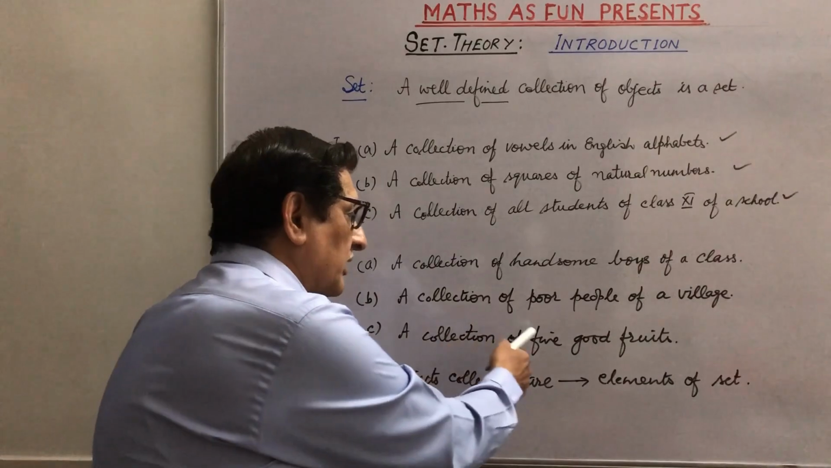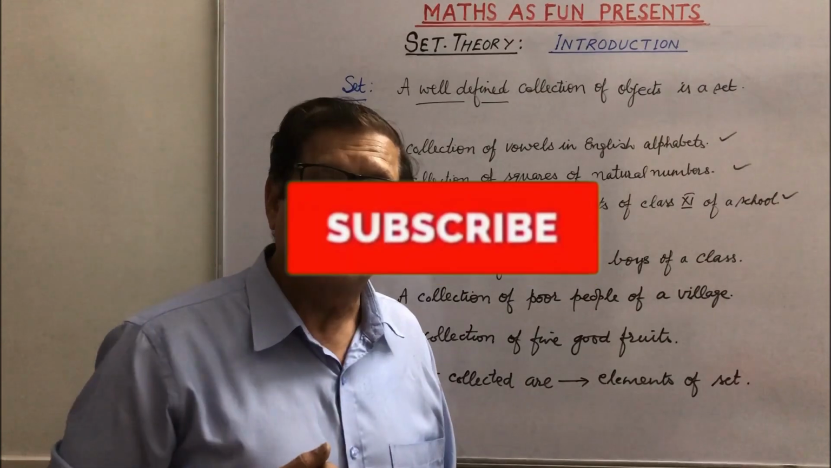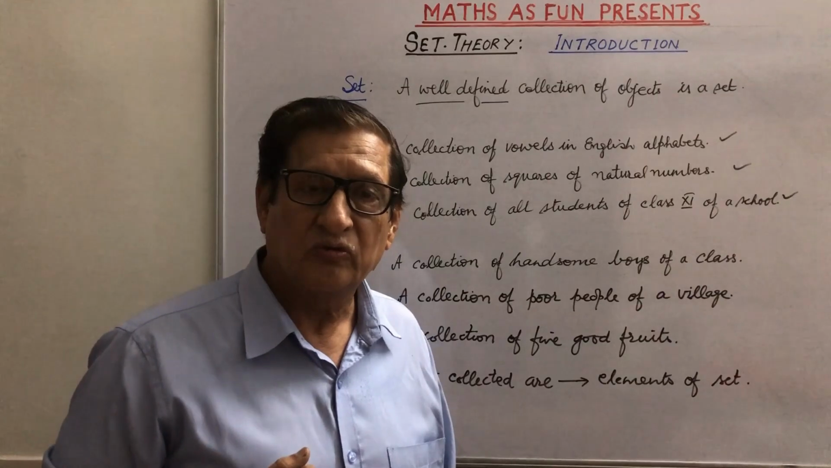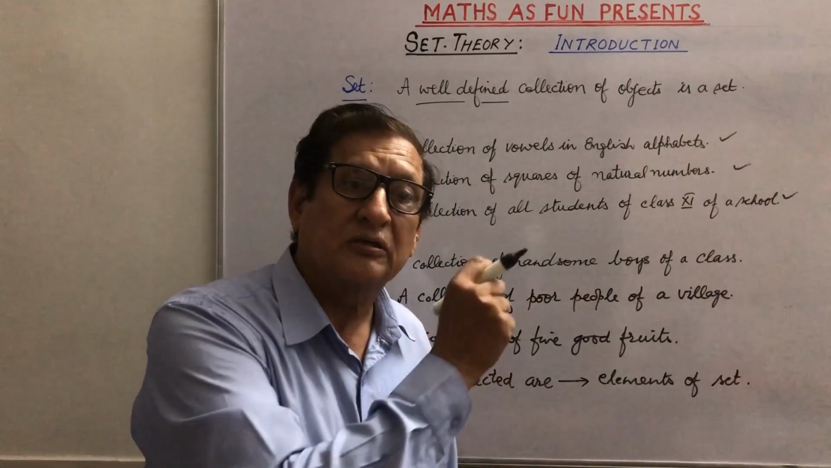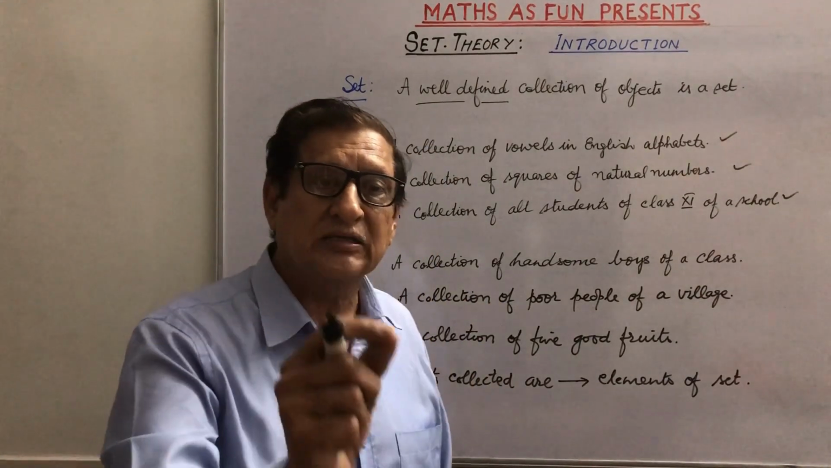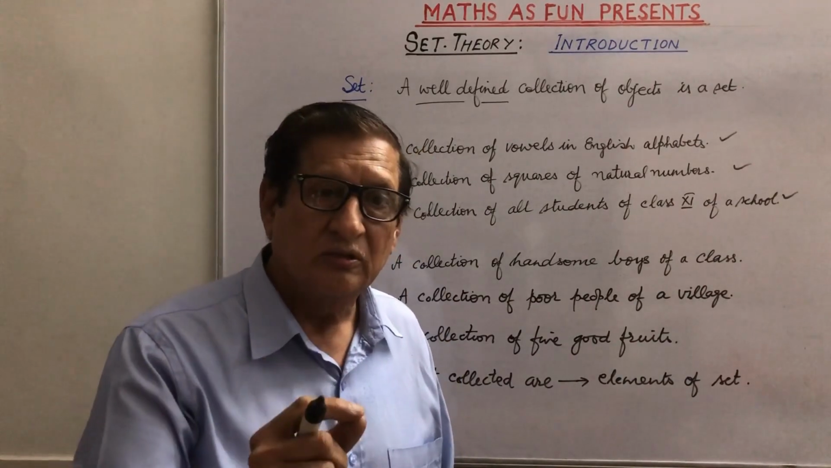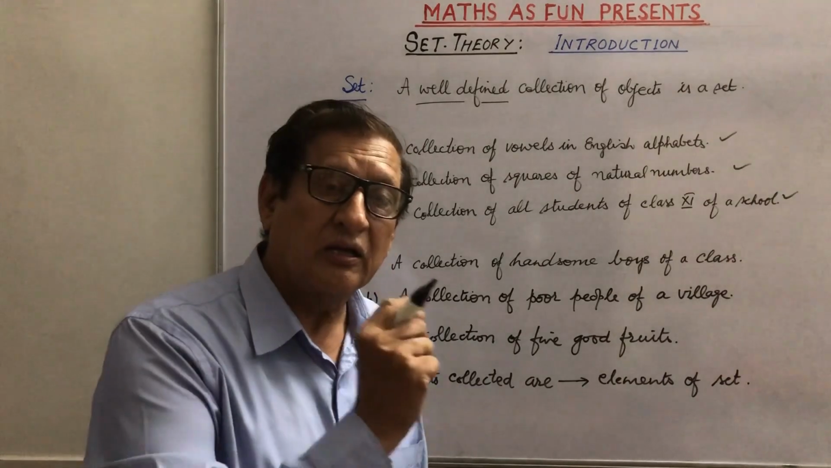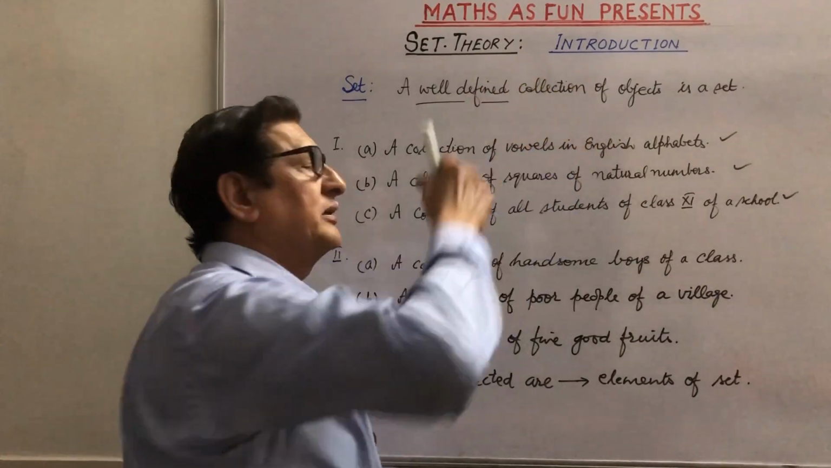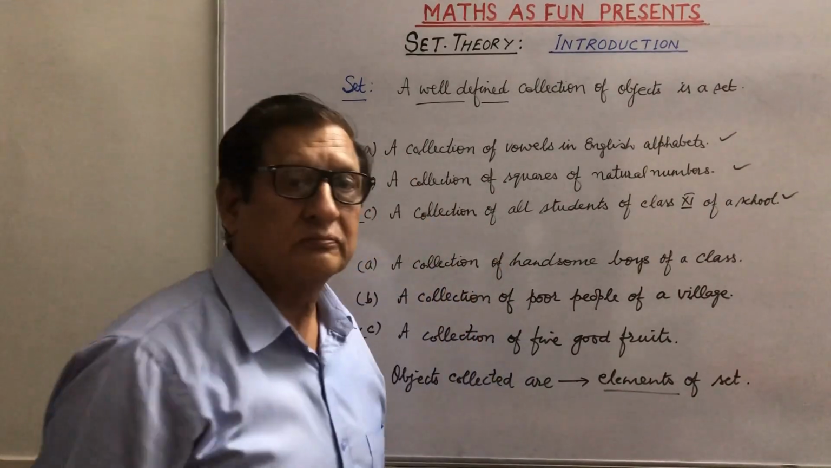The next is a collection of 5 good fruits. If you ask people about good fruits, everyone will have a choice of their own. And that is why the comparison comes in. So wherever we find that comparison is taken as the base of collection, that is not well defined. We say they are not sets. Now the members or objects collected in a set are known as the elements of the set.